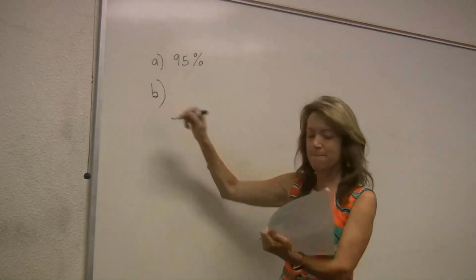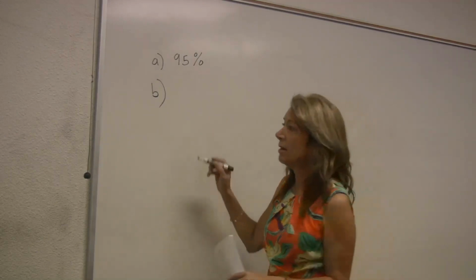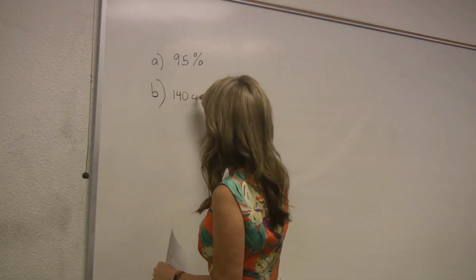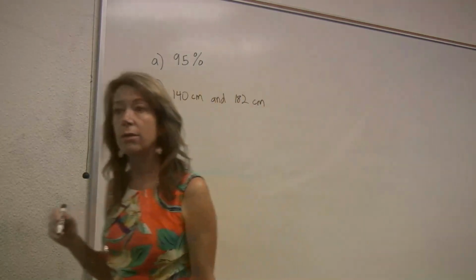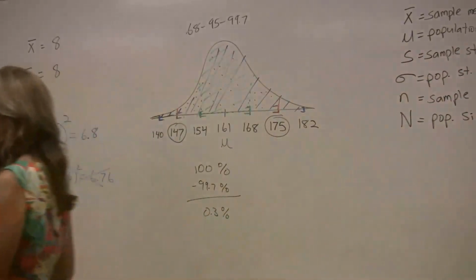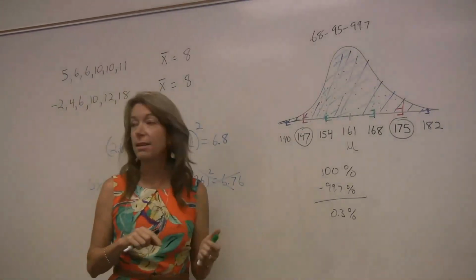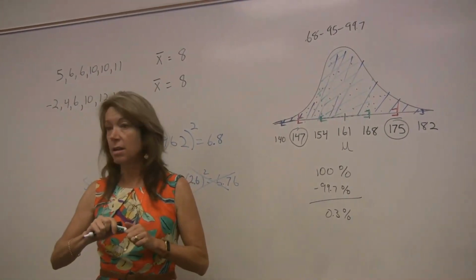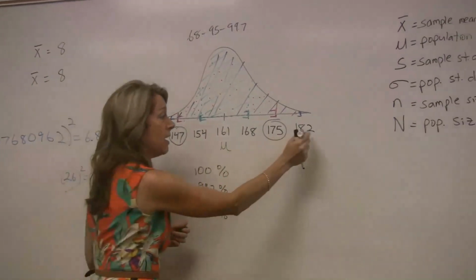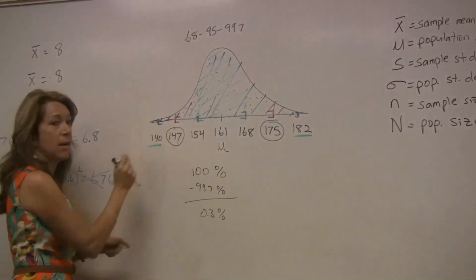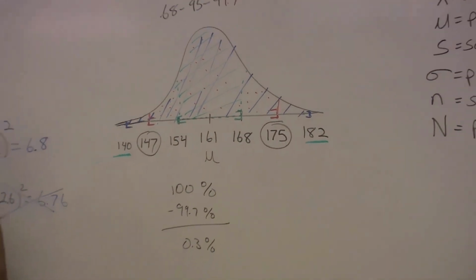Okay, how about B? 99.7% of women are between what 2 heights? 140 and 182. Where'd she get those? Somebody else help her out. How'd she get that? That's 3 standard deviations away. 1, 2, this is 3 standard deviations away, and 1, 2, this is 3 standard deviations away, and that's the 99.7 part of the rule. That's not too bad.